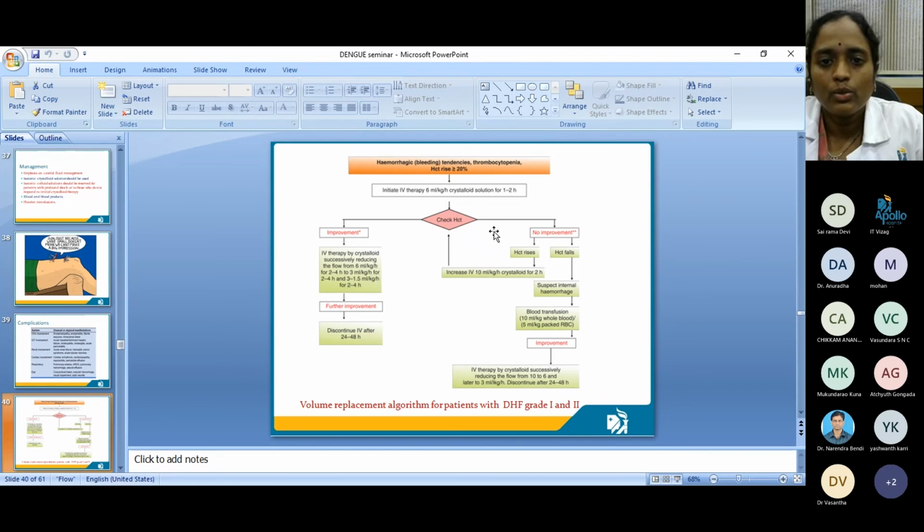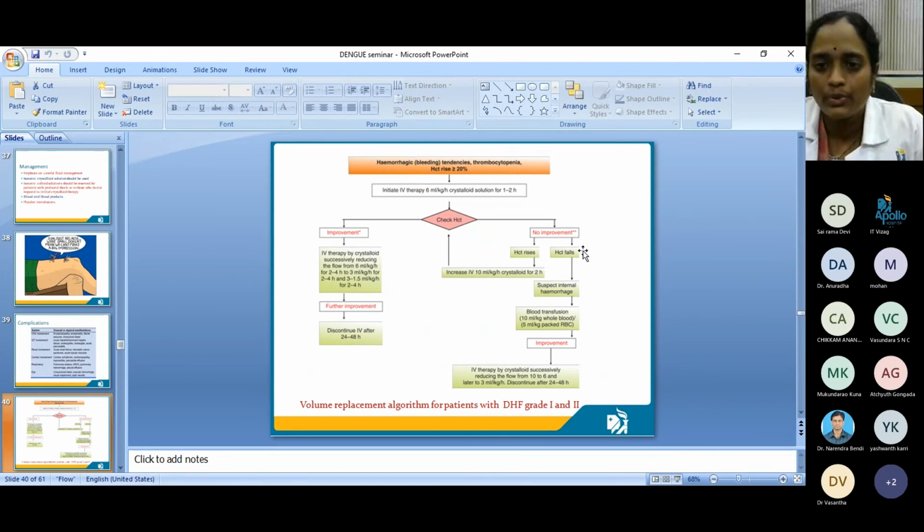So when the patient comes with hemorrhagic or bleeding tendencies and thrombocytopenia, these are the guidelines that were given by the CDC, wherein you start with 6 ml per kg body weight of crystalloid solutions, and if he improves in the next 4 hours, you de-escalate to 3 ml per kg body weight, followed by 2 to 3 ml per kg body weight, and you discontinue once the parameters stabilize, that is the hemoglobin and all are normal, and you discontinue the IV fluids. So you're giving for 48 hours and you see how the patient is progressing.